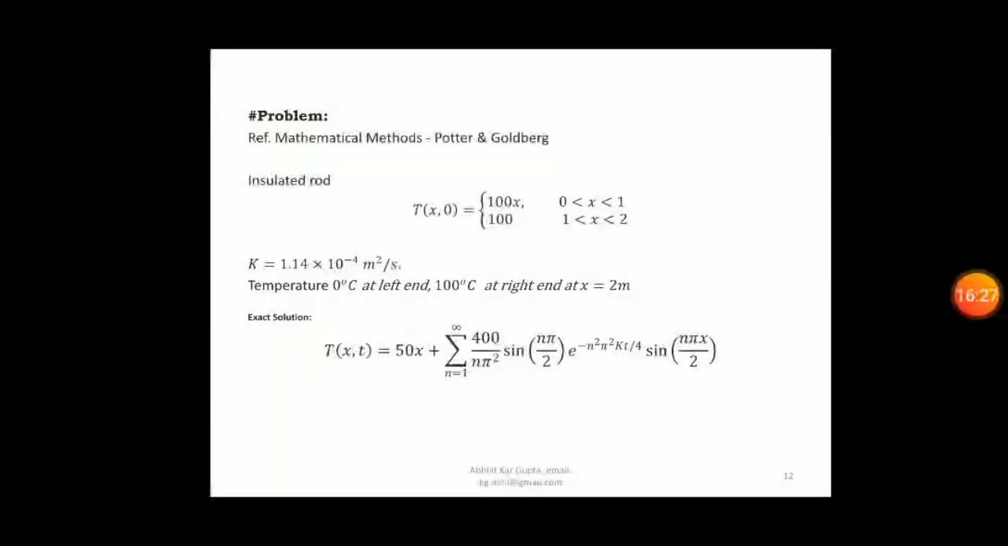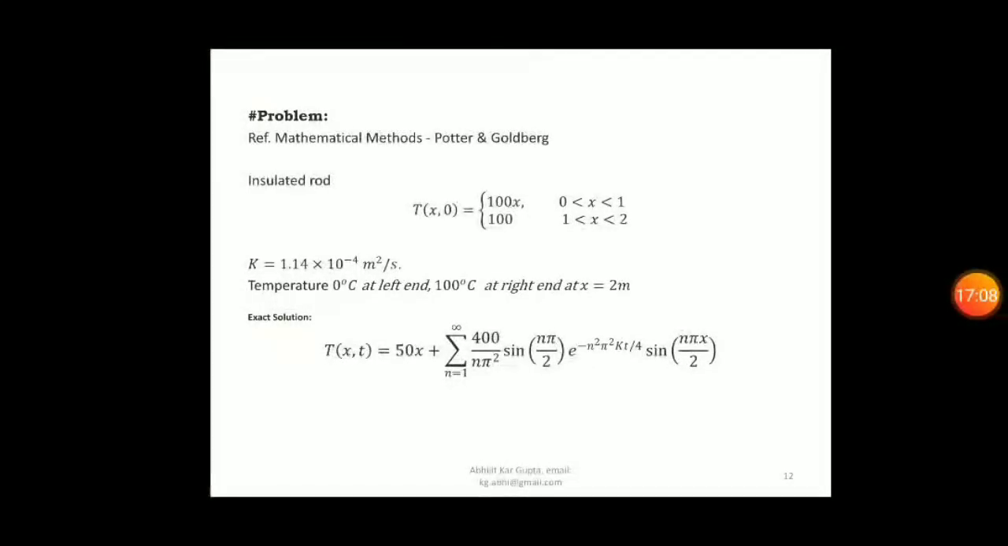So that is your condition, and this is a standard problem, you can solve it. It is even solved there in this book. So if you do this problem, you get the following exact solution: T(x,t) equal to 50x plus summation over n equal to 1 to infinity of 400 by n pi square sine n pi by 2. These are all prefactors, functions of n, and e to the power minus n square pi square kt by 4. This is the time part, and then sine n pi x by 2. This is the space part.